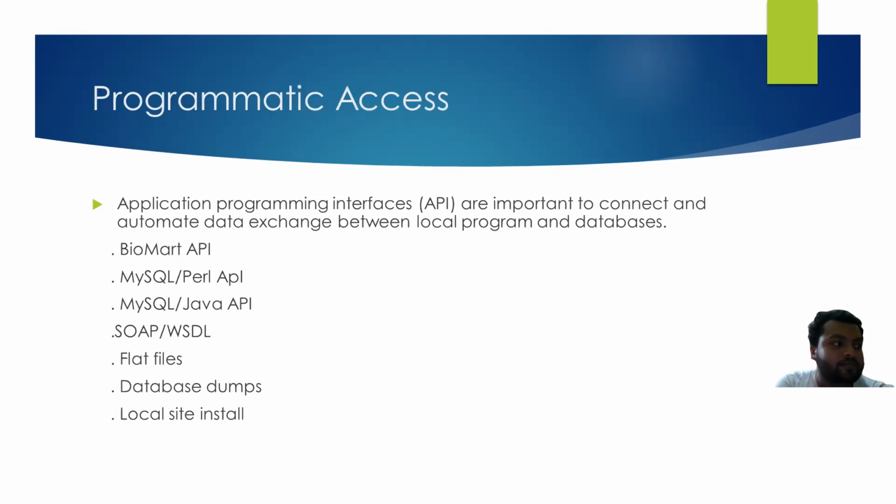Programmatic access. Application programming interfaces (APIs) are important to connect and automate data exchange between local programs and databases. BioMart API, PERL API, Java API, SOAP and flat files, database dumps, local site install.